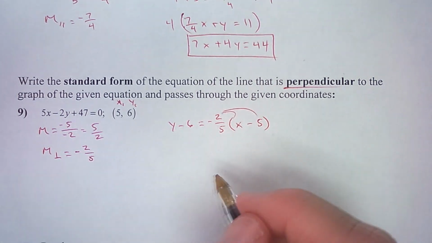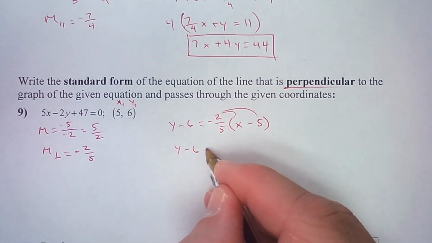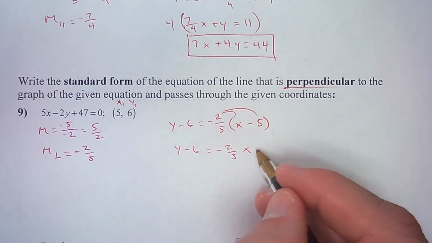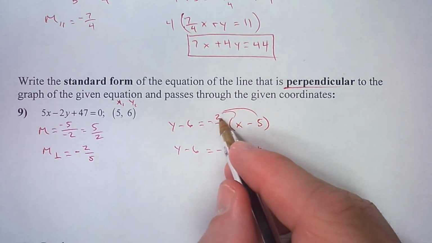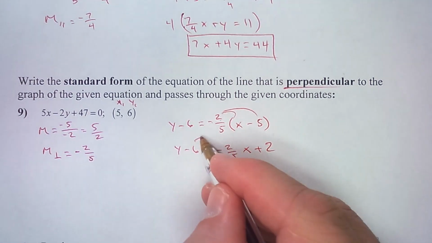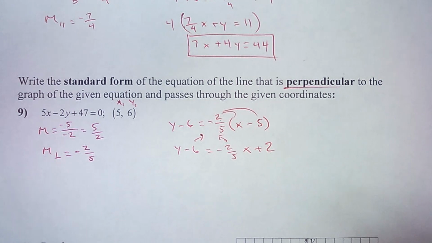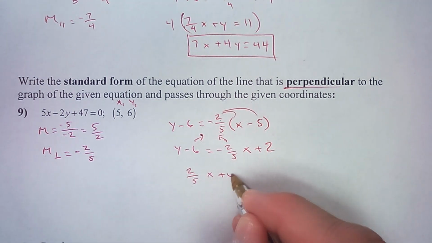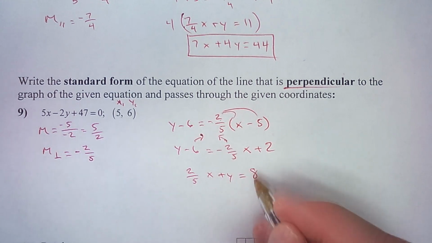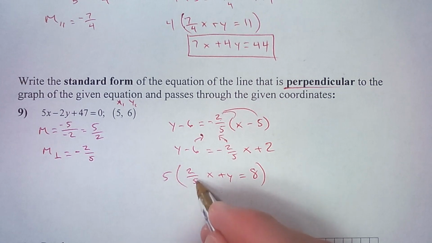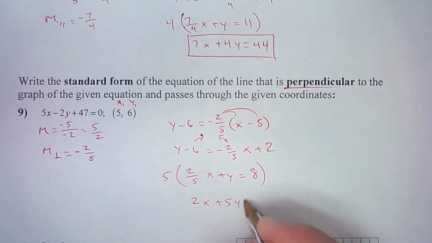So I get y minus 6 equals negative 2/5 x, and then positive 5 over 5 is 1, so I have 2 times 1, which is 2. I'll move the constant right, the variable left. 2/5 x plus y equals 8. And then I will multiply everything by 5, so I don't have any fractions. 2x plus 5y equals 40.